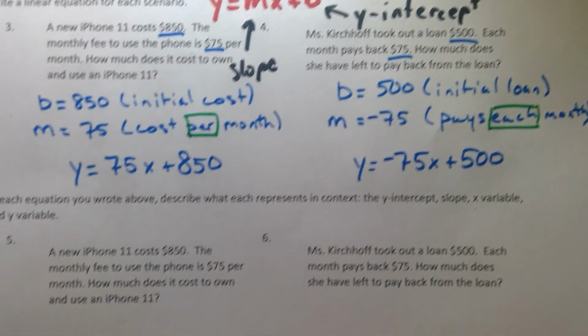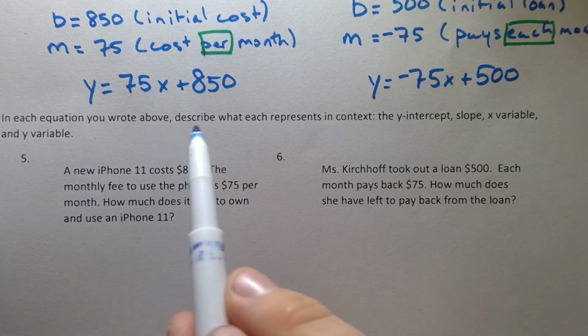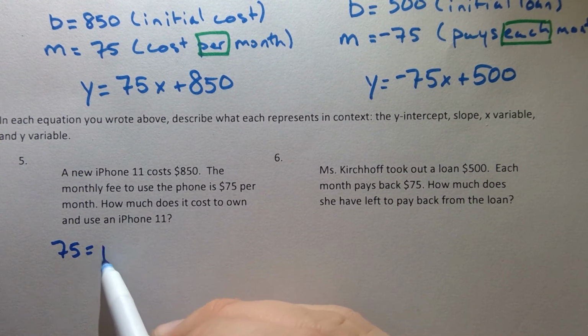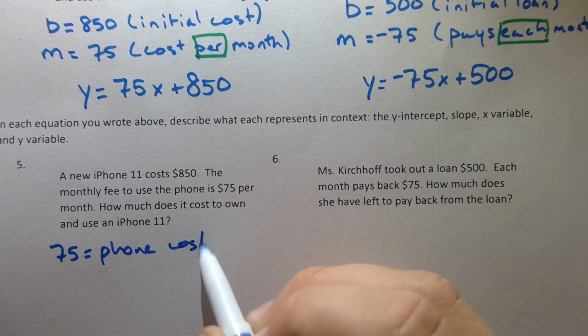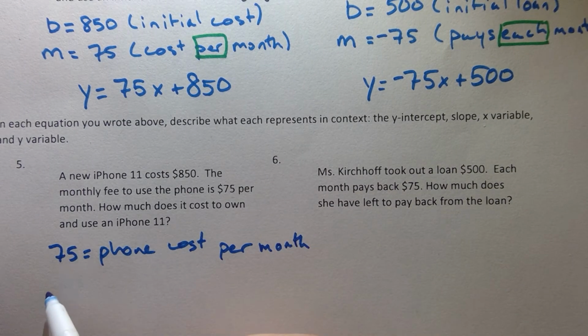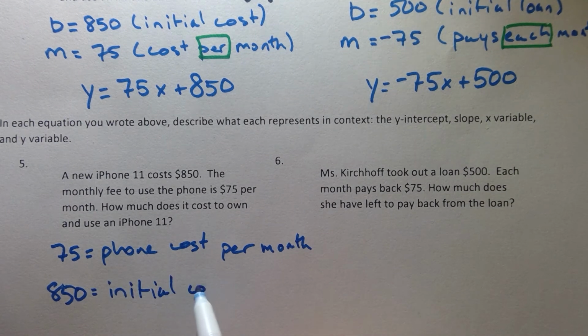Now, in 5 and 6, we're doing some interpreting, describing what they represent. So we're going to use our same equations, and we're just going to describe what each part of the equation tells us. So we've got y equals 75x plus 850. That 75 is the phone cost per month. And then we've got the 850. It's the initial cost of the phone.